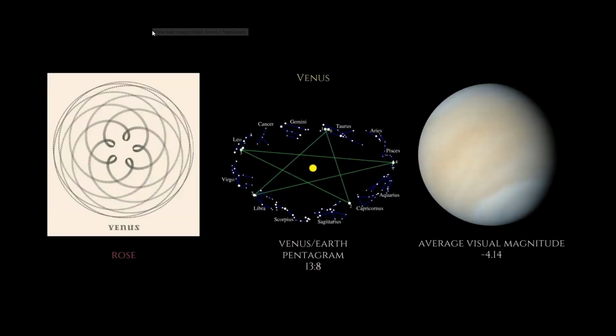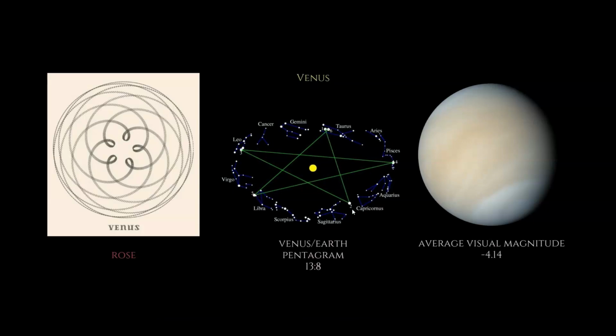But in part 2 here, we're going to continue showing you the symbolism of Venus. The symbol of Venus is actually represented by the rose, and the origin of this rose shape is the Venus-Earth pentagram. The 13:8 Venus to Earth orbital ratio, from the perspective of Earth, forms this pentagram, and the orbital paths form this rose. And then the 414, that is the average visual magnitude of Venus. We're talking about this number again as well.